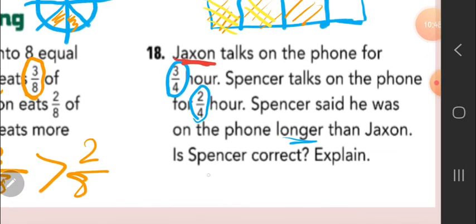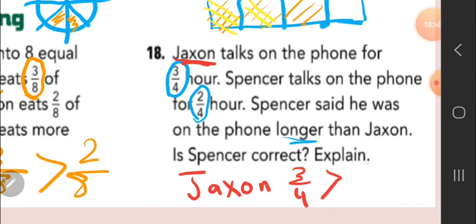Jackson talks for 3/4, which is greater than 2/4 because they have the same denominator, and you will look up to the greater numerator.